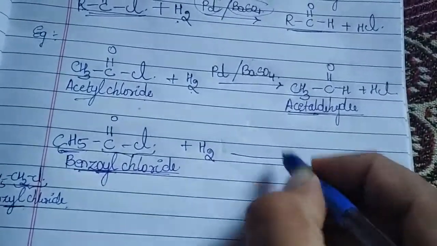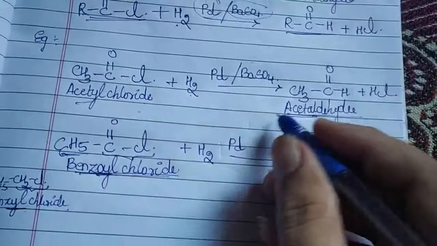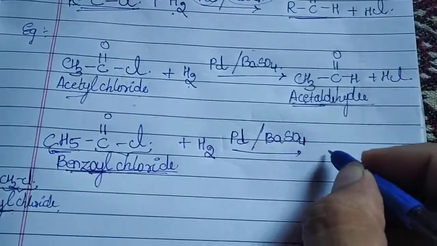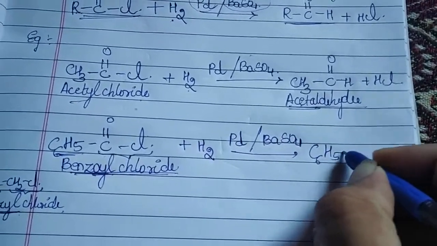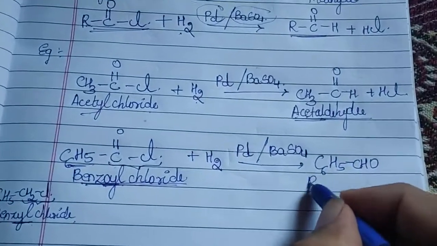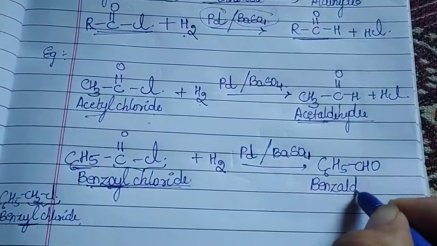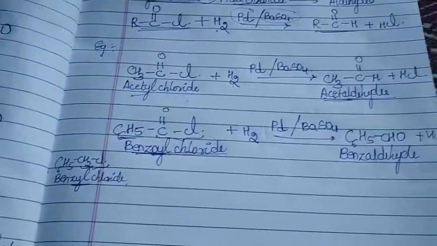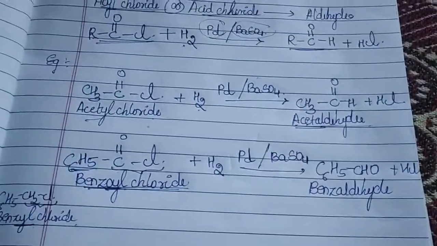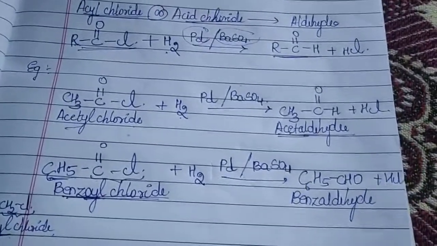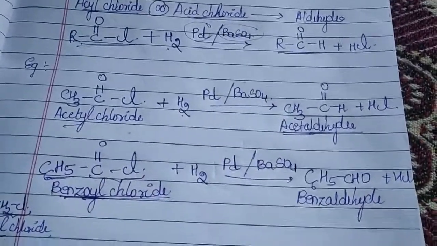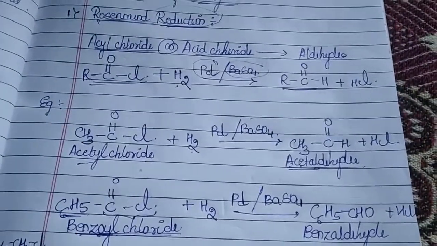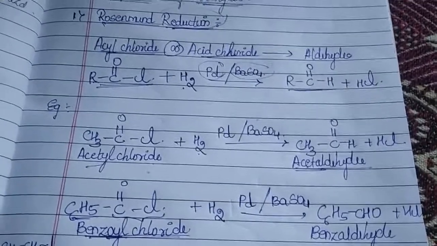So when benzoyl chloride is heated with hydrogen in the presence of palladium catalyst supported over barium sulfate, what do you get? C6H5CHO, benzaldehyde, a very important reaction, plus HCl. In either way they can ask you: how can you prepare benzaldehyde from benzoyl chloride? How can you prepare acetaldehyde from acetyl chloride? Or they can ask directly for a brief note on the Rosenmund reduction reaction. I am repeating again and again in my organic chemistry videos.